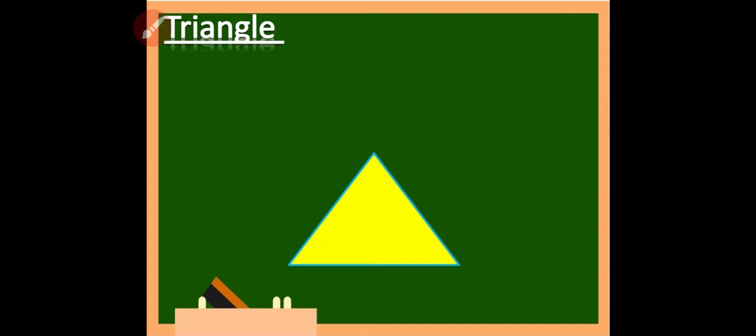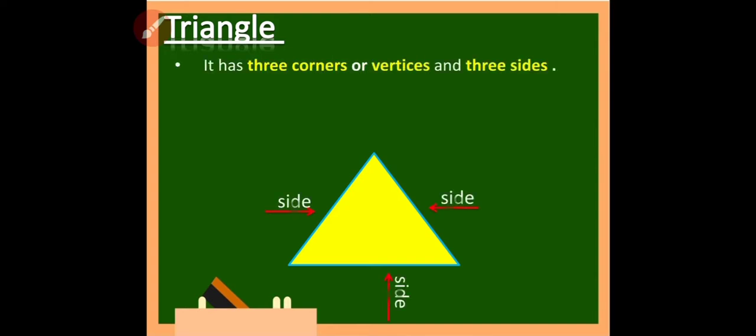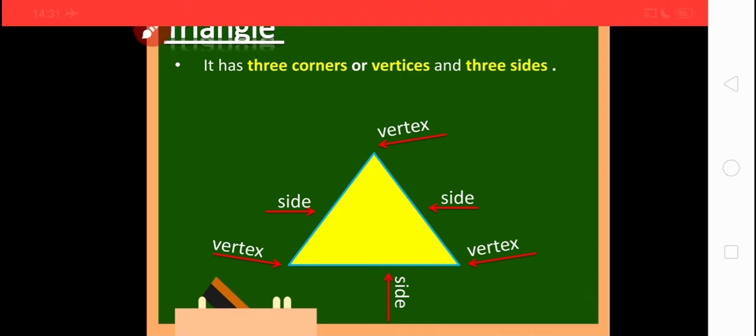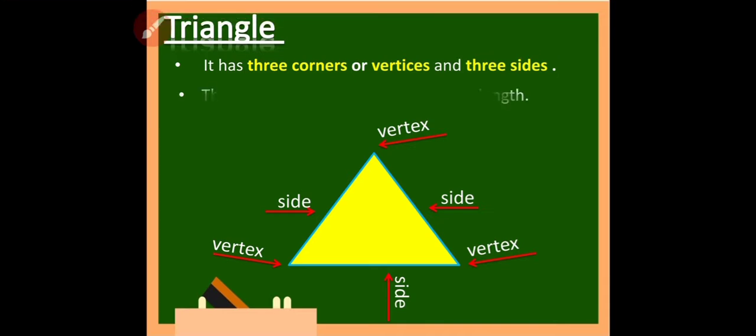The next shape is triangle. Triangle is a three-sided figure. It has three corners or vertices. Now we can see here three corners, 1, 2, 3. Okay. Now children, the sides of a triangle, they may be equal or they may not be equal.